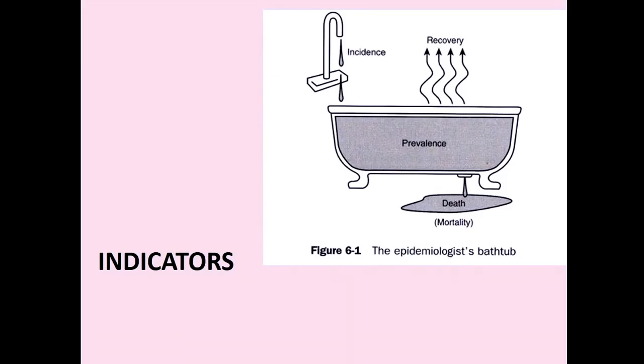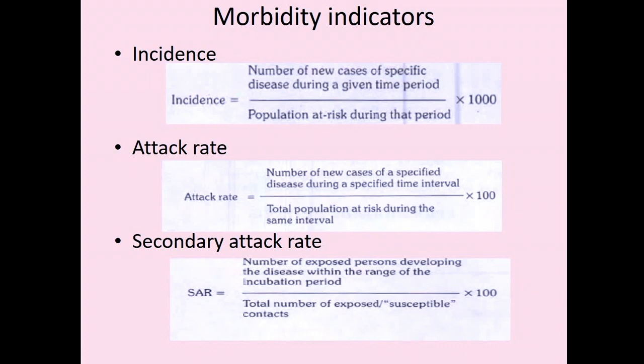So now the next important topic is indicators of morbidity, that is incidence and prevalence. Among morbidity indicators, incidence is the most important. The keyword here is new cases. So the number of new cases of a specific disease during the given time period, divided by population at risk during that period. Attack rate is given by the formula: the same way, it is new cases, but in a specified time interval, especially during epidemics, divided by the total population at risk during the same interval.